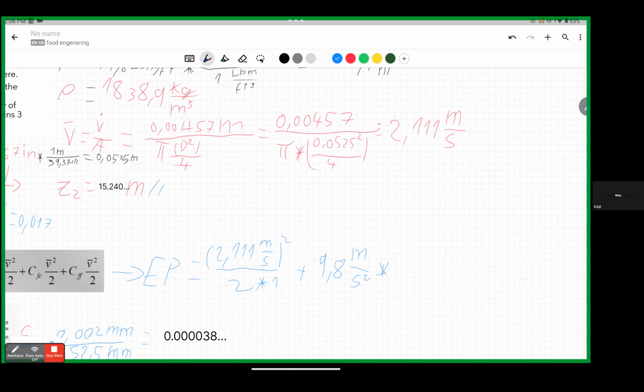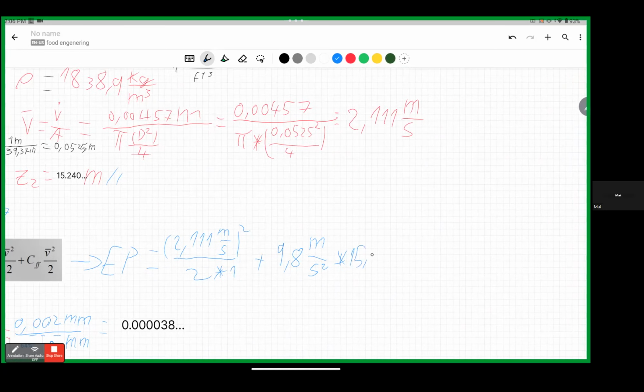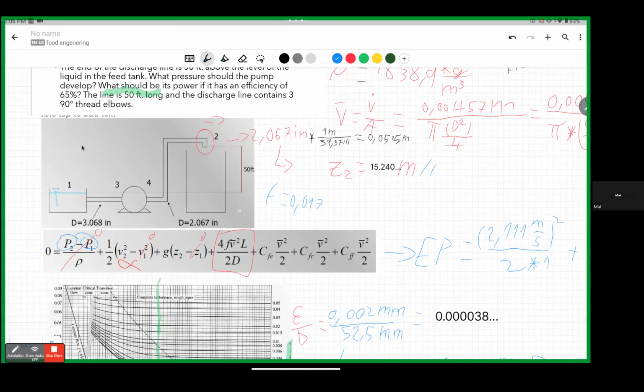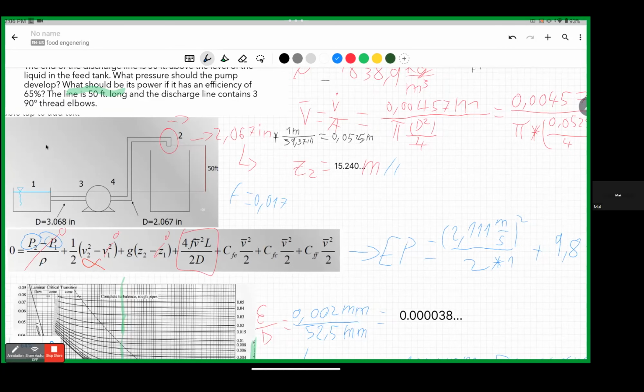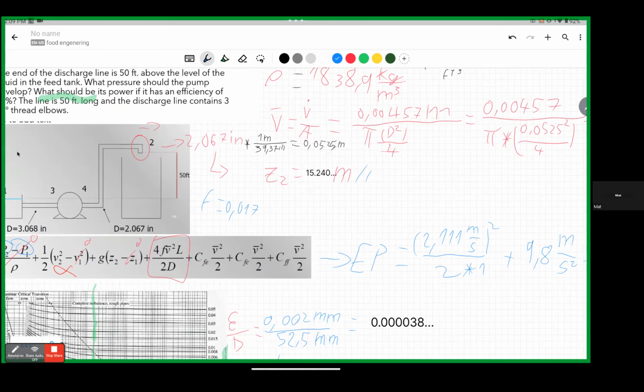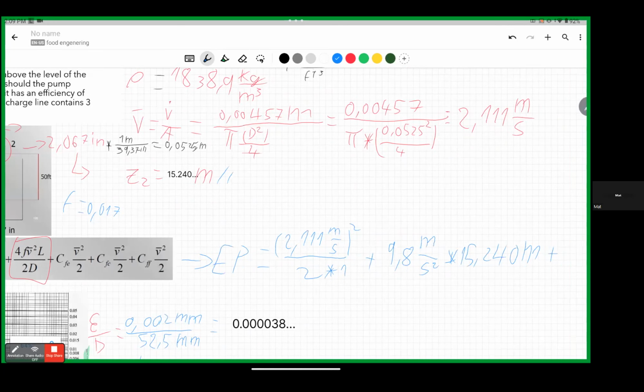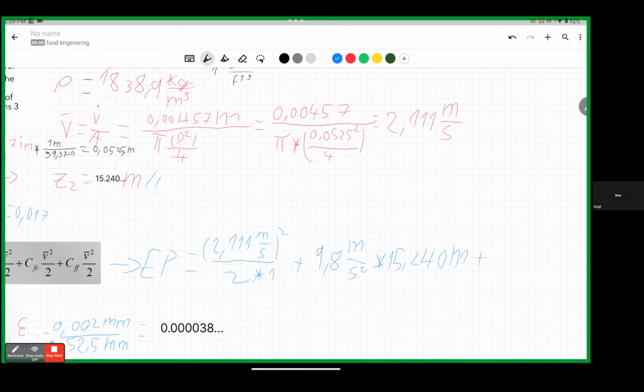It's 15.240 meters, plus the next part of the equation. And let me check some audio issues I think I will have. Okay, we can continue with our next part. I hope that the audio problem is already solved.